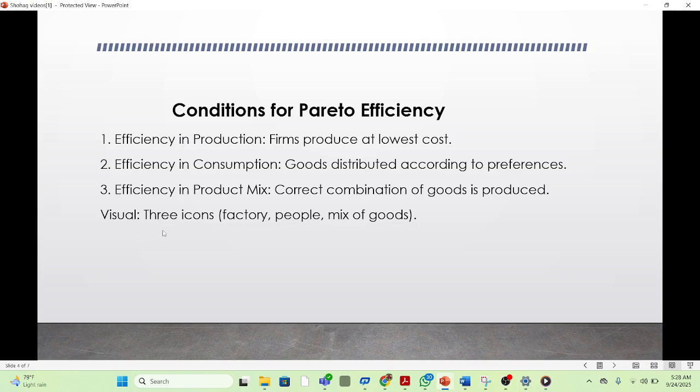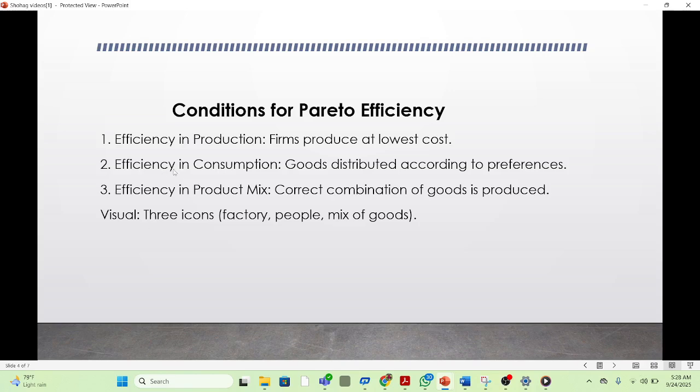Output allocation: the marginal rate of transformation, MRT, between two goods, say X and Y, must equal the marginal rate of substitution in consumption. Formally, MRT of X and Y equals MRS of X and Y.